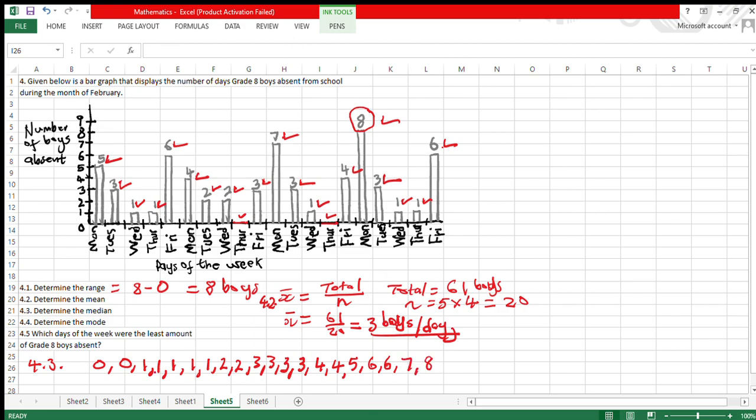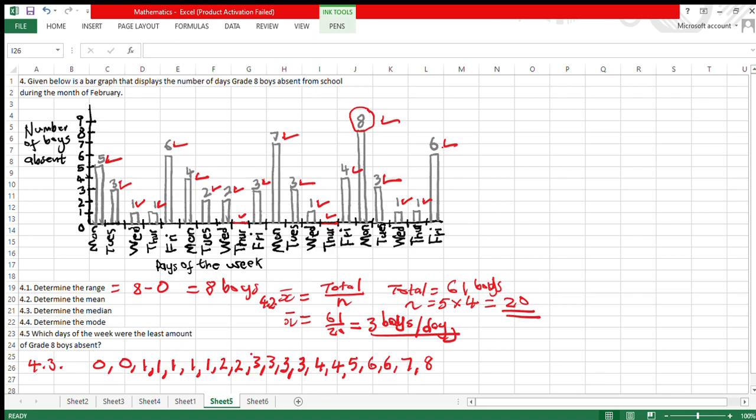So when you count all these numbers here that we've rearranged, they must give us 20. Remember we said our n is 20? So they must give us 20. That's when we know that you are correct. We didn't leave out any number.